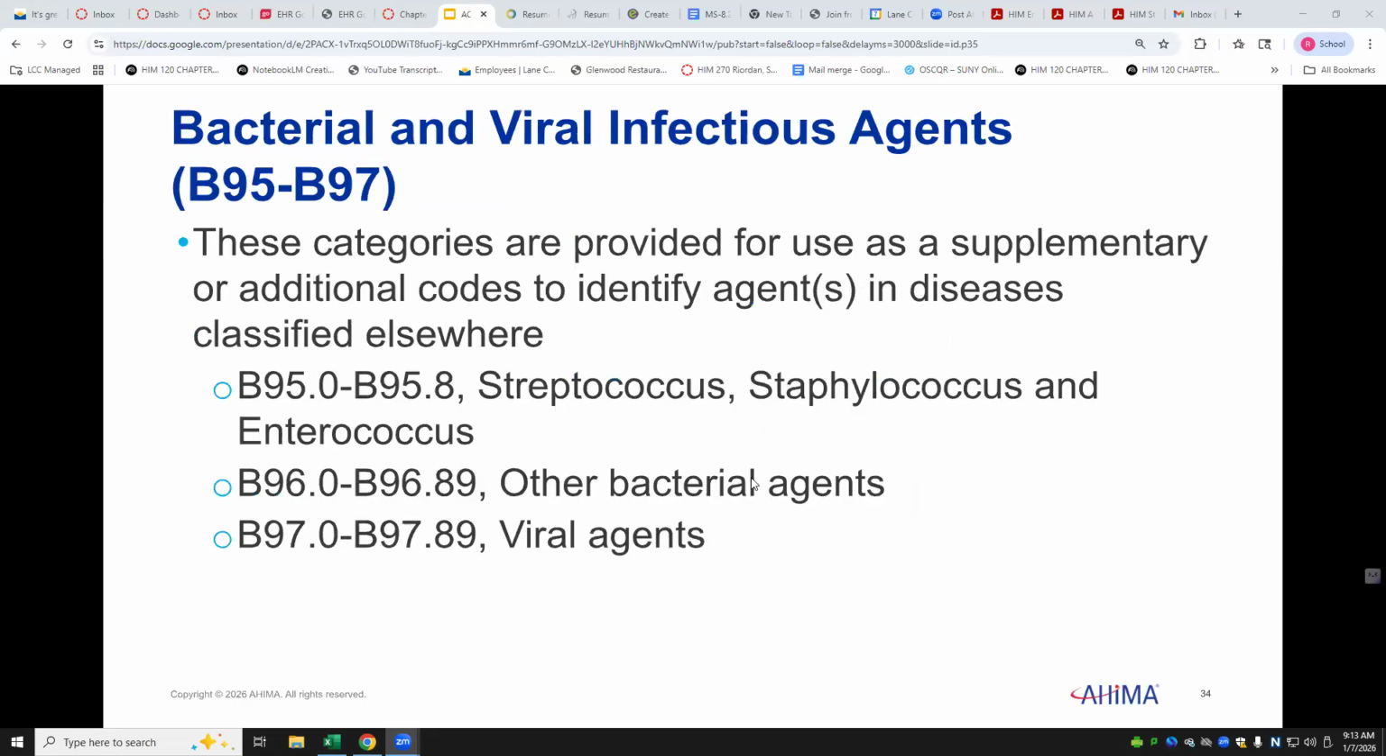B95 through B97. These codes are used to identify the agent in a disease that's classified elsewhere. So mainly these are belonging to either strep, staph, enterococcus, other bacterial agents, or some sort of virus. For these codes, you would code the current residual condition first, and then, as directed in the tabular, you would use the sequela codes, right?